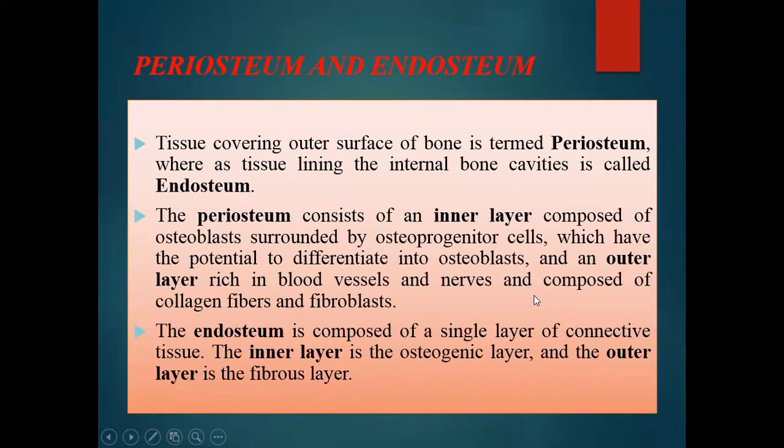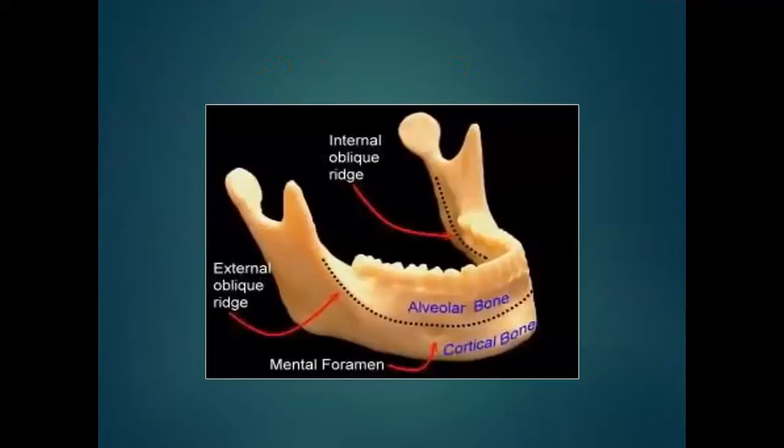So the tissue covering the outer surface of the bone is called the periosteum, whereas the inner tissue lining the internal bone cavity is called the endosteum. The periosteum consists of an inner layer composed of osteoblasts surrounded by osteoprogenitor cells, which have the potential to differentiate into osteoblasts, and an outer layer rich in blood vessels and nerves and composed of collagen fibers and fibroblasts. The endosteum is composed of a single layer of connective tissue. The inner layer is the osteogenic layer and the outer layer is the fibrous layer.